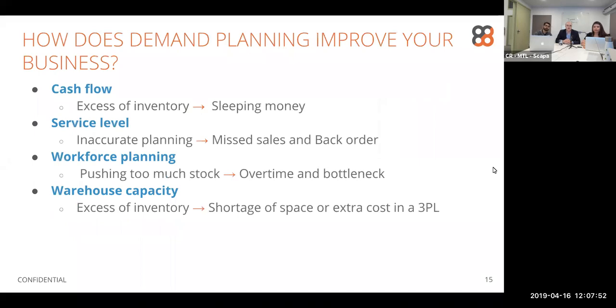So how can demand planning improve your business? Demand planning can improve your business in multiple ways. All of those factors are in relation to each other. None of them are really independent. So they're all trying to find a perfect balance in your demand planning to be able to find that sweet spot across all those different aspects.